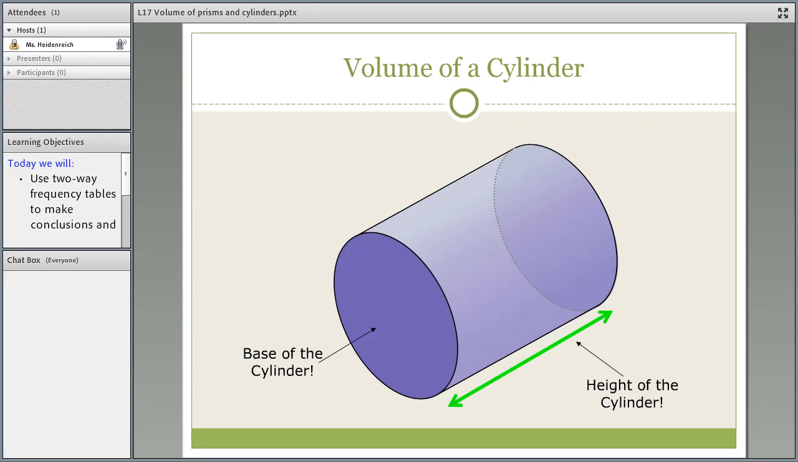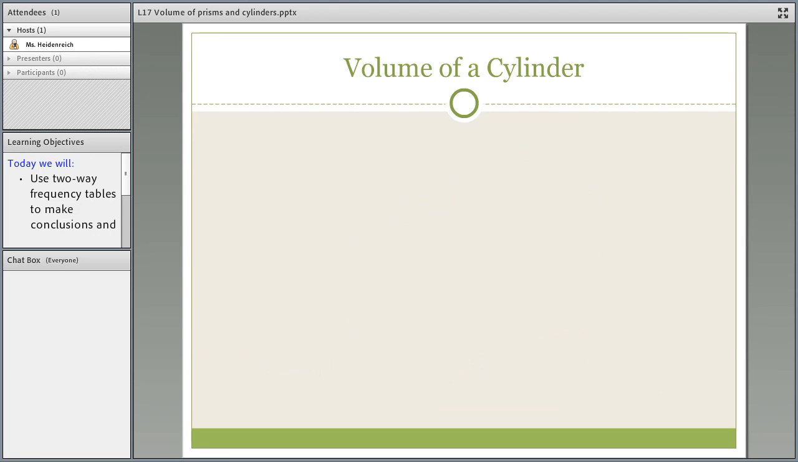It doesn't matter if the cylinder is standing up or laying down on its side. The height is the distance between the two circles. Okay, so there's actually two different formulas. You can pick the one you like.